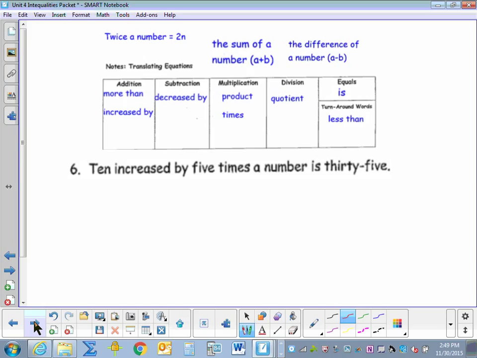Number 6, 10 increased by 5 times a number is 35. Increased by is addition. And then we have times, which is multiplication, and the equals. So 10 increased by, 10 plus 5 times a number is 5n, is equal to 35. So 10 plus 5n equals 35.